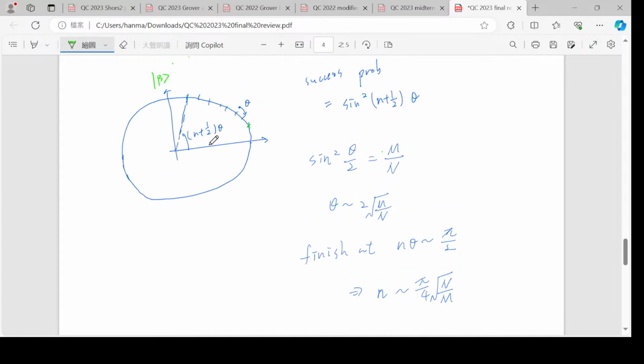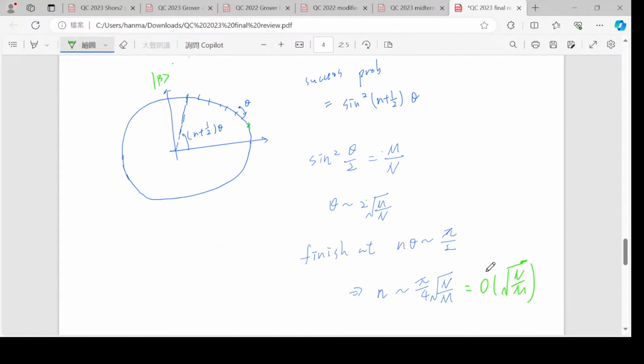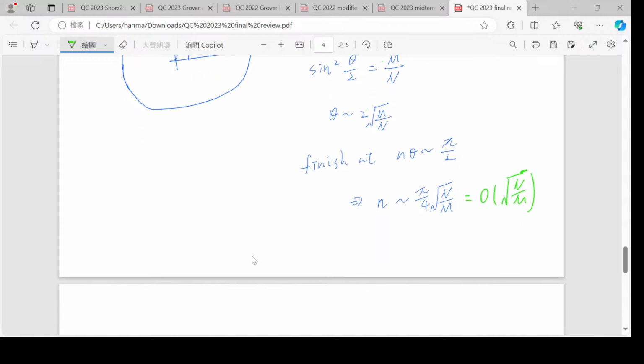And you want to finish this thing at about pi over 2. But we think n is very large, so we can get rid of the 1 over 2 here. So we have n theta about pi over 2, and so we divide things around, and n should be around pi over 4 square root of N over M. And this is order square root of N over M. So that's how we get the time or query complexity of Grover's algorithm. So square root of N over M, and that's faster than the classical algorithm, because the classical algorithm needs N over M queries.